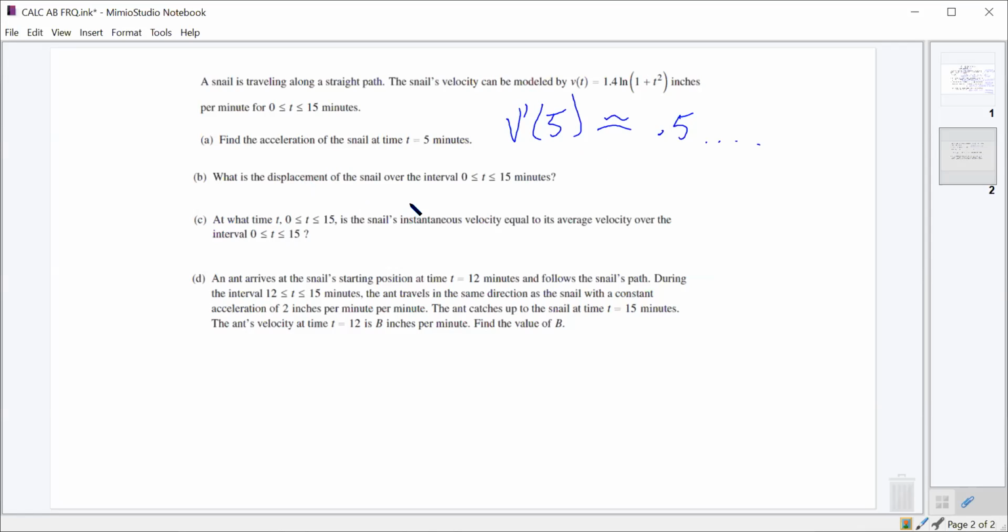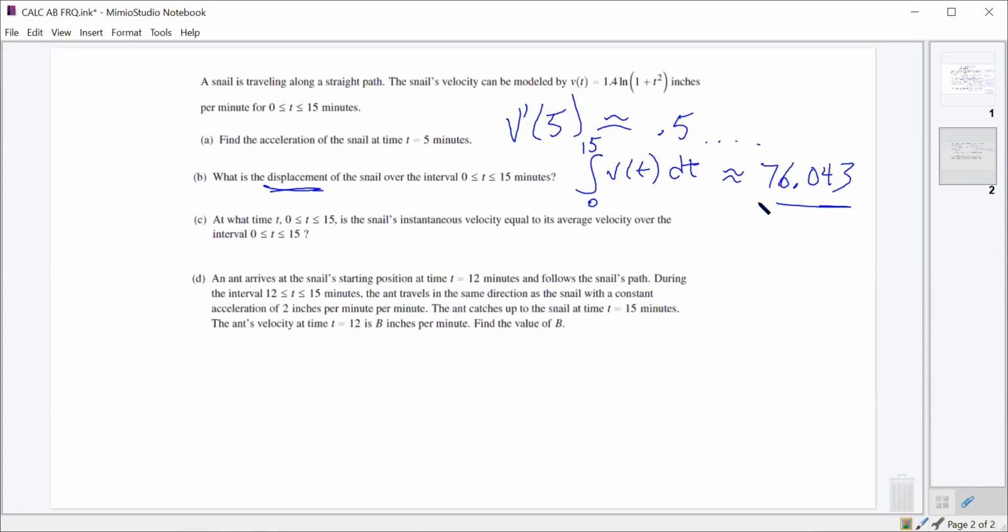We want the displacement of the snail over the interval from 0 to 15 minutes. So displacement is just the integral of velocity. Integral from 0 to 15 of v of t dt, which came out to be, what did that come out to be? I got 76.043. That sounds good. Sure.